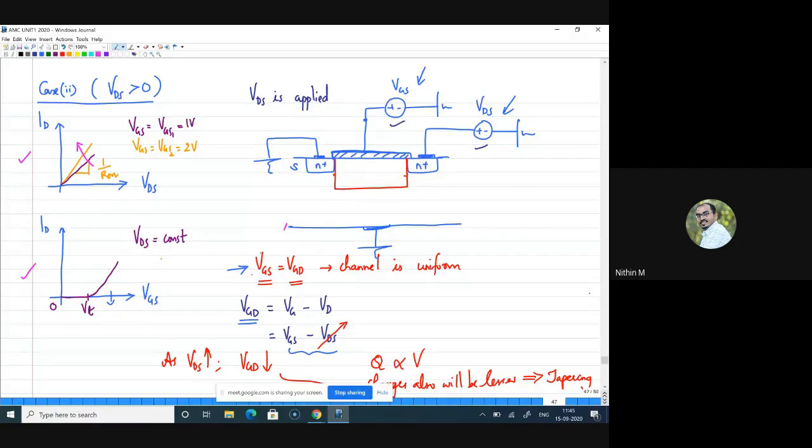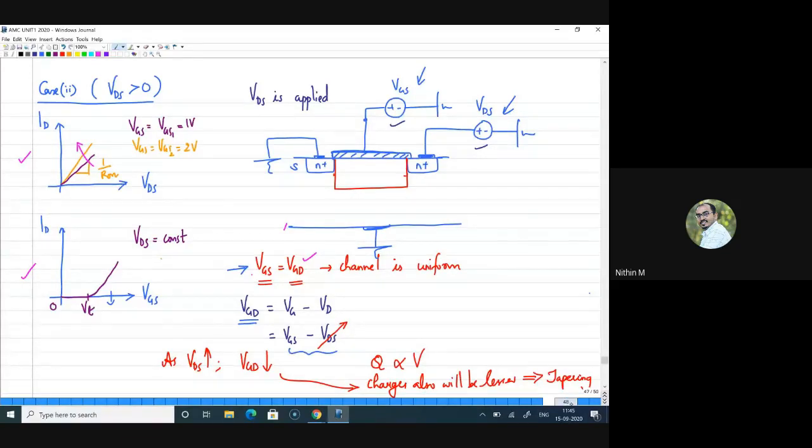Initially VGS was equal to VGD. Then later we understood that VGS is not equal to VGD. In fact, VGD is becoming smaller, for the reason that VGD is VG minus VD, or it can be written as VGS minus VDS. As you keep on increasing this VDS, VGD is reducing. So as VGD reduces, charges also will be lesser.